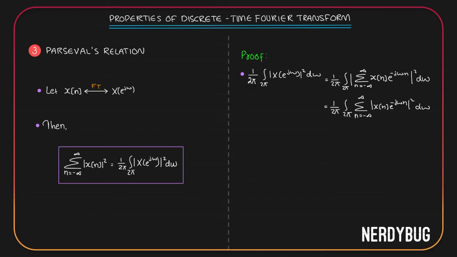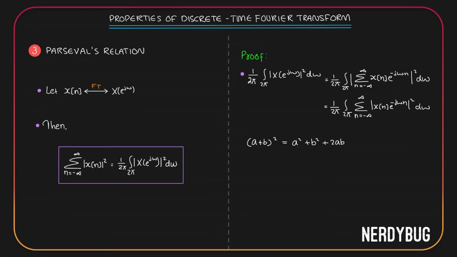Wait, did I just write magnitude of summation is equal to summation of magnitude? Usually it is wrong, right? We know a plus b whole square is not equal to a square plus b square. In fact, there is an extra term 2ab.